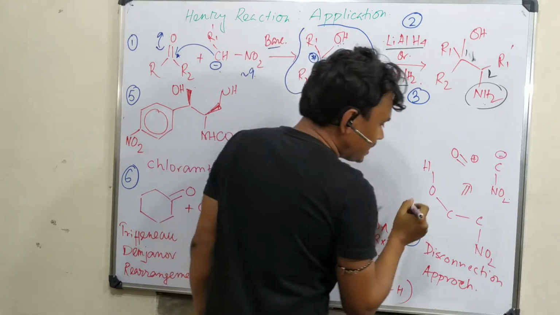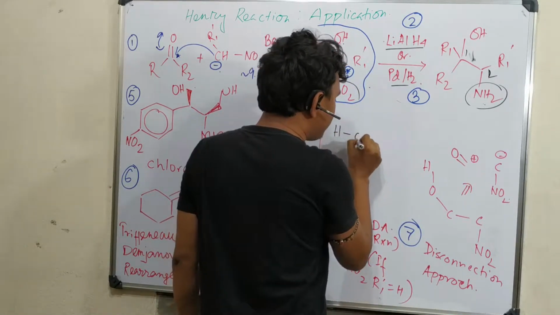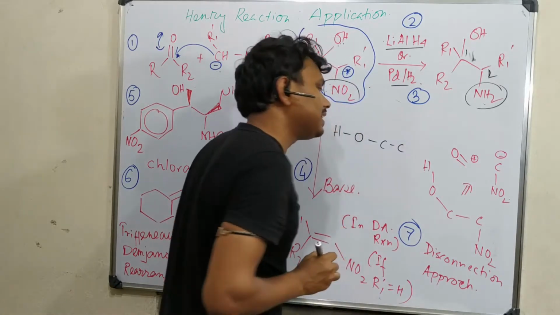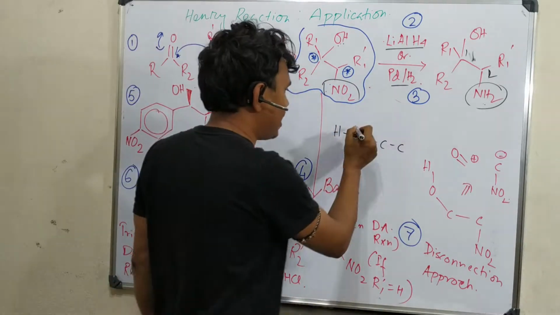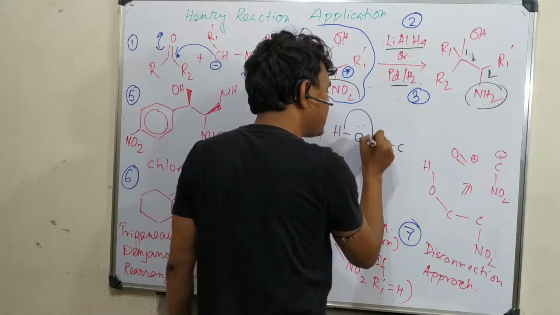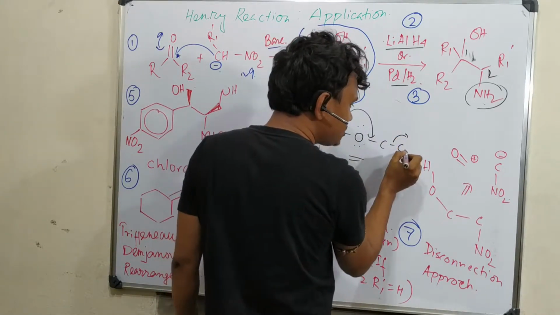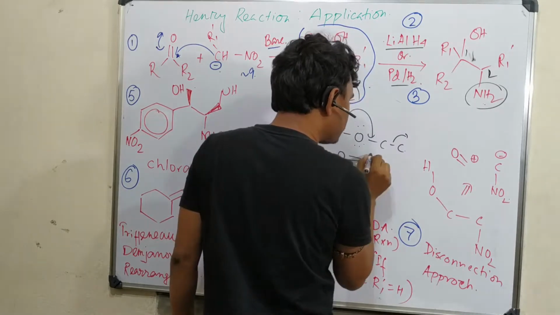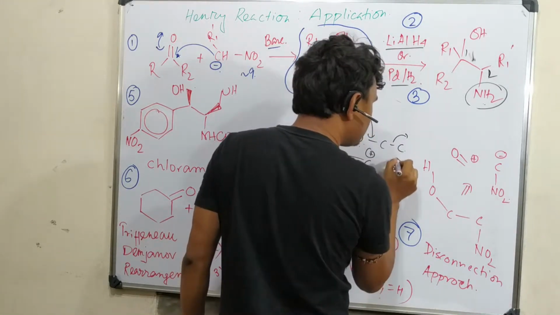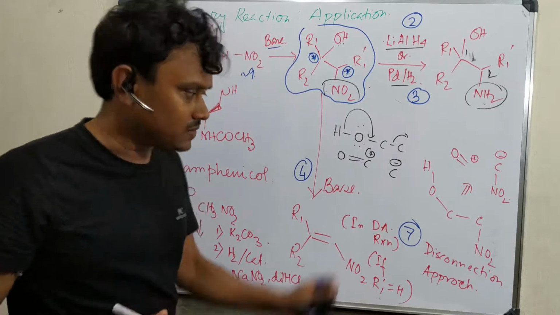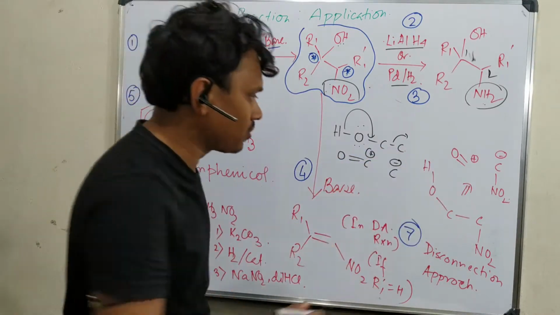This is a retro-aldol type. When we have HO-C-C, we can think that it could be prepared using aldol condensation. How? Because we can think that this bond will break here. So what will be produced? This part will be positive and this part will be negative. This is possible in the case of aldol condensation. A similar thing applies in the case of nitro-aldol condensation.